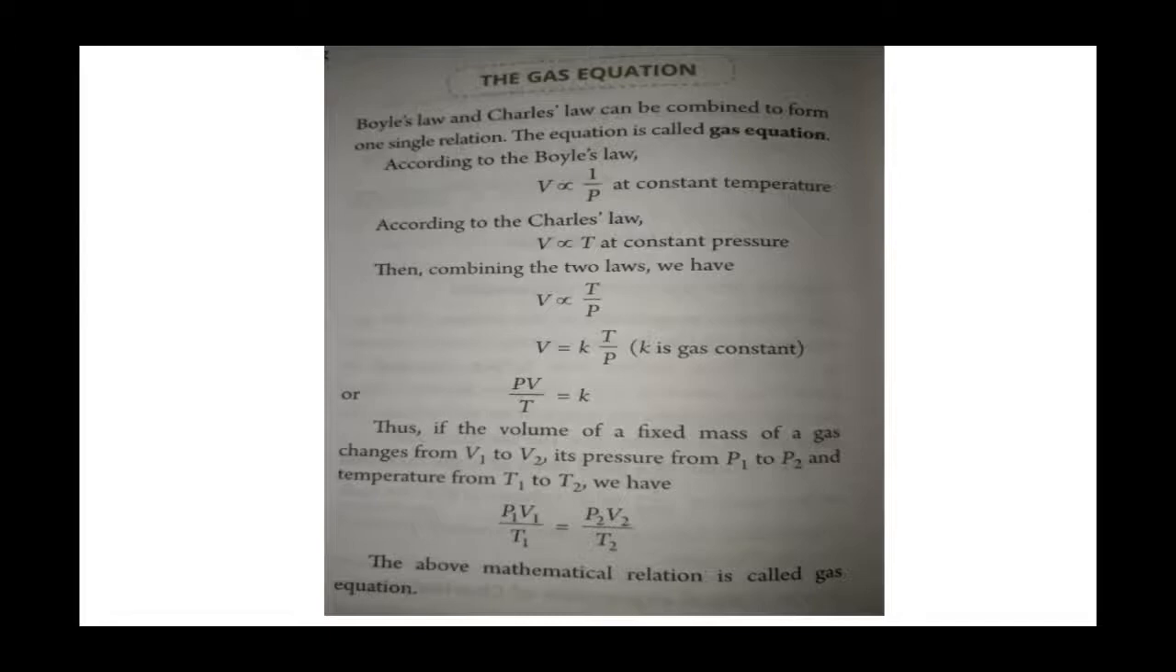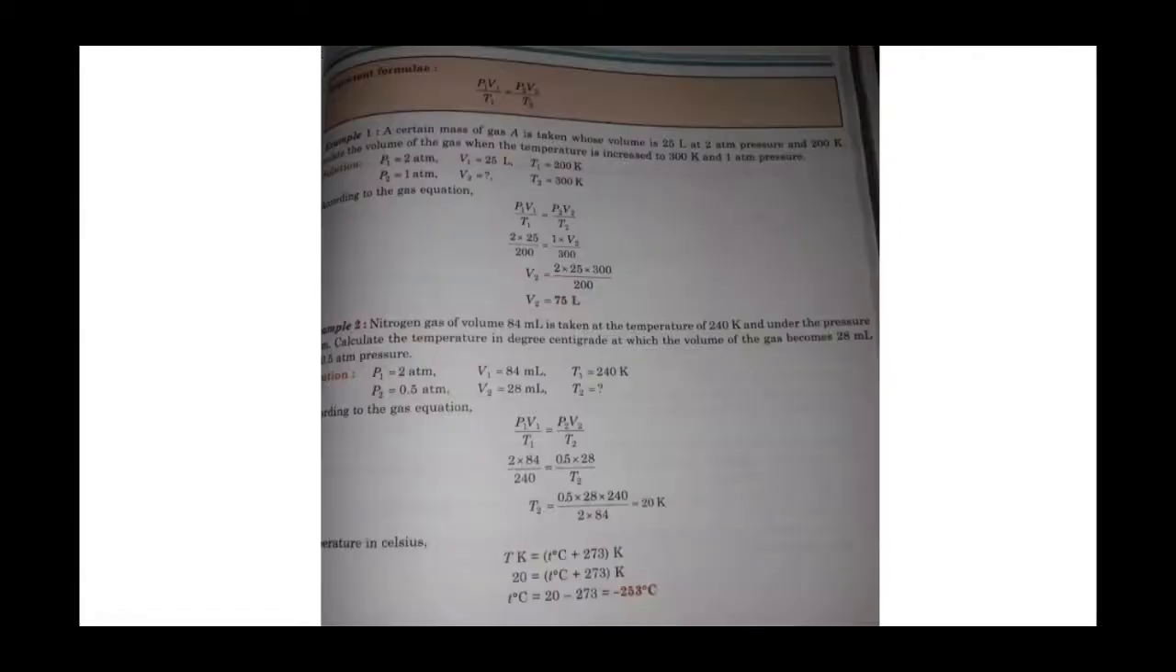Thus, if the volume of a fixed mass of the gas changes from V1 to V2, P1 to P2 and T1 to T2, it will come like P1 V1 upon T1 is equal to P2 V2 upon T2. This is your gas equation. Hope you understand. The above mathematical relation is called the gas equation. Now after that, I want to show you some numericals related to it.